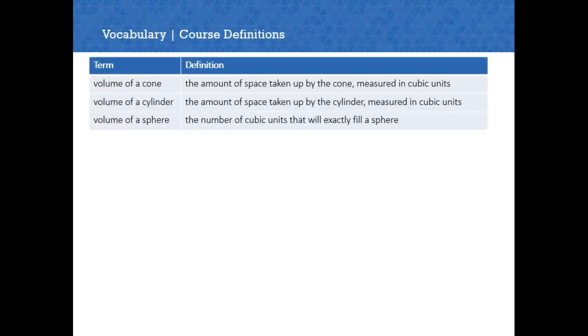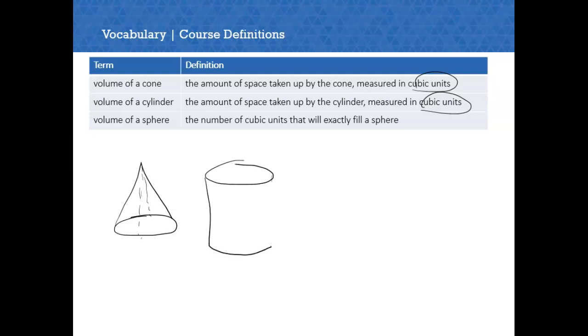So we are just talking about a volume of a cone, a cylinder, and a sphere, which we just went over. Cubic units. And the volume is the number of cubic units that fill up this shape. So a cone, a cylinder, and then finally a sphere. So the amount that takes to fill these shapes.